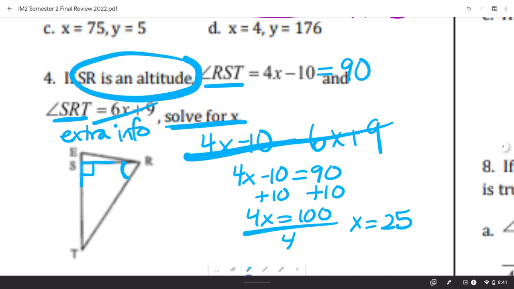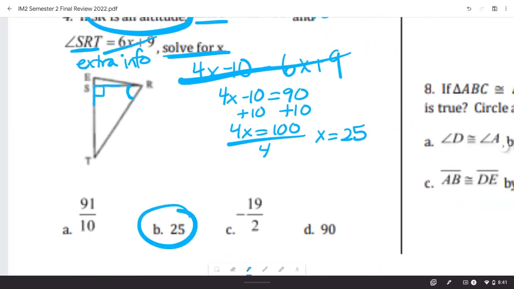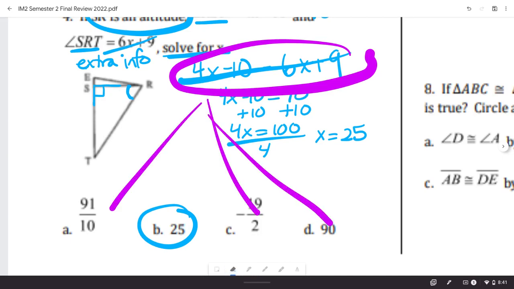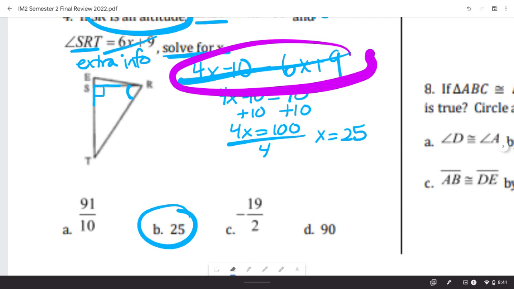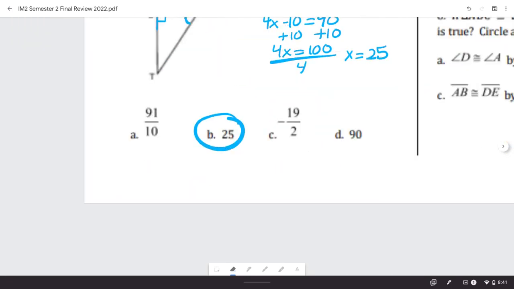And read your directions again just to make sure. It says solve for x. So we don't need to plug that in. We just need to solve for x. And there it is. Guaranteed that this right here is probably going to give you one of these other answers. But you have to think about what the question is asking and what angles it's talking about.